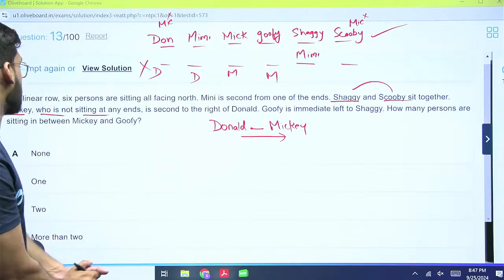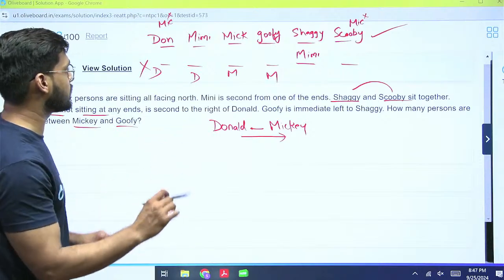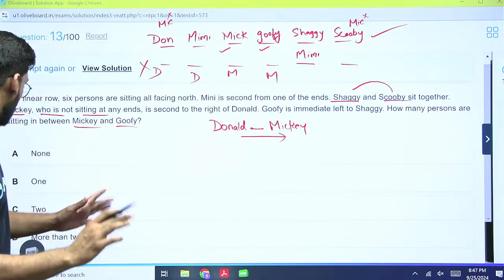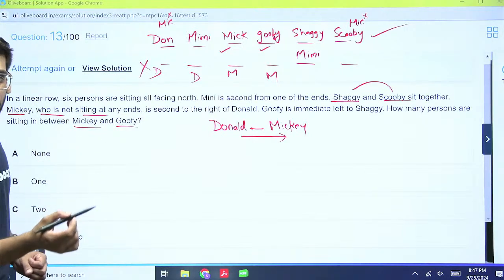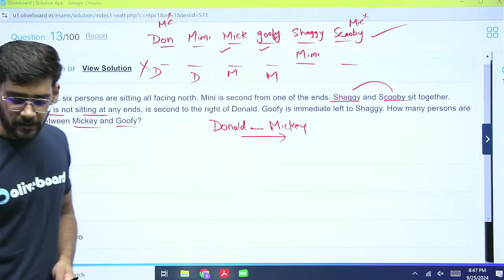So how many persons are sitting between Mickey and Goofy? Where is Mickey? Mickey is here, Goofy is here. How many persons are here? There are no persons. There is 0. And how do we represent 0? We represent 0 with none. Option A is the right one. I hope this is clear to you all.